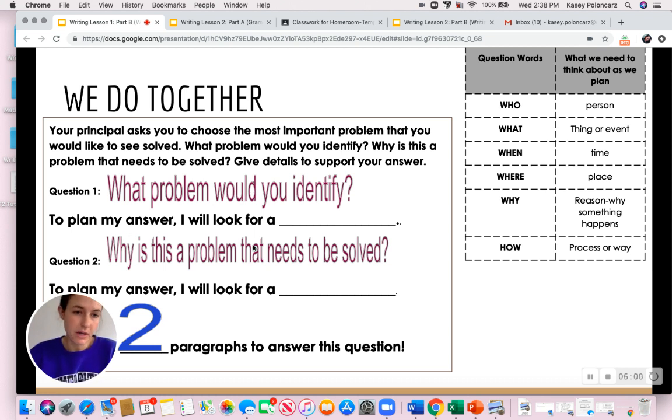So now that I have my questions, what problem would you identify? And why is this a problem that needs to be solved? I can start planning my answer. The first part of planning your answer is to go back and look at the question word. This is a what question. To plan my answer, I will look for, you can use your anchor chart over here if you need support, a thing or event.